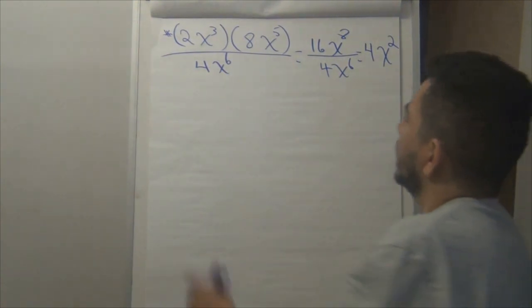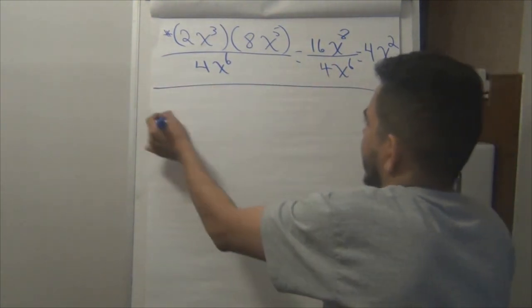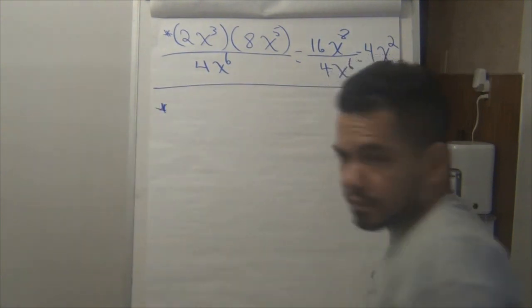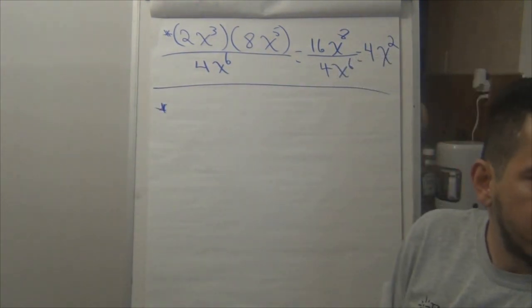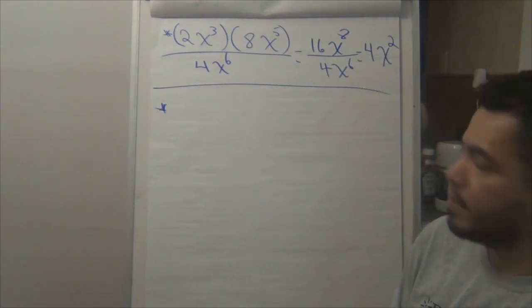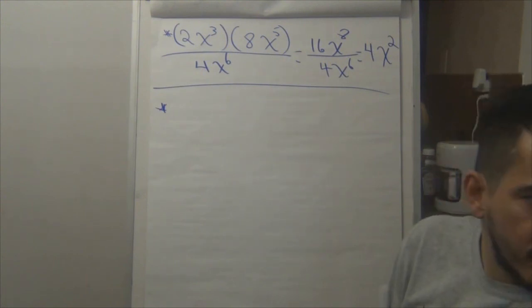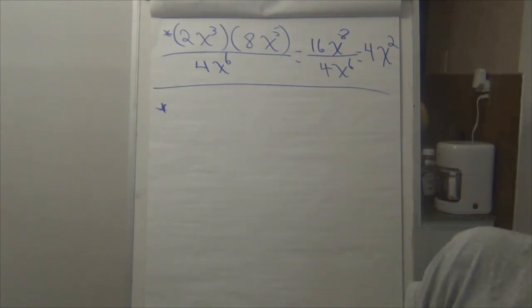Okay. Look, next problem. We have 3x squared. Let me see. Did we do that? Yeah, we did that. We have the next problem.